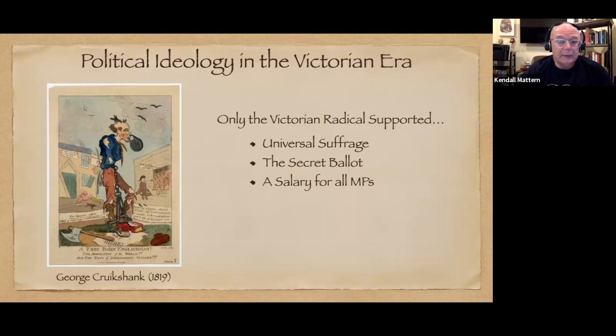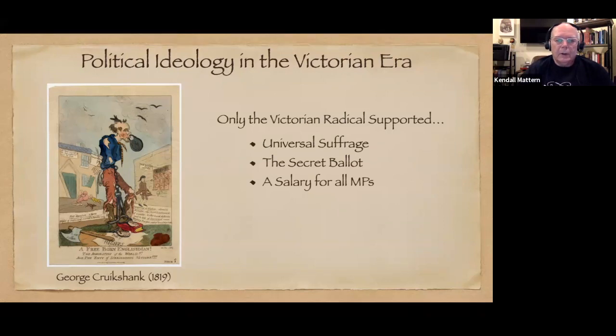The secret ballot. It was very easy to find out how you voted, and you could influence people. If they knew how you voted, they could bribe you, buy you pints at the local pub, etc. So they wanted the secret ballot. This was known actually as the Australian ballot, because the Australians will adopt the ballot first as a secret ballot.